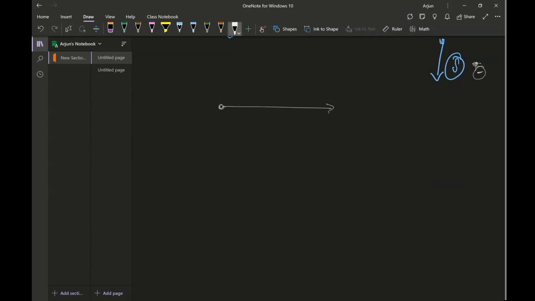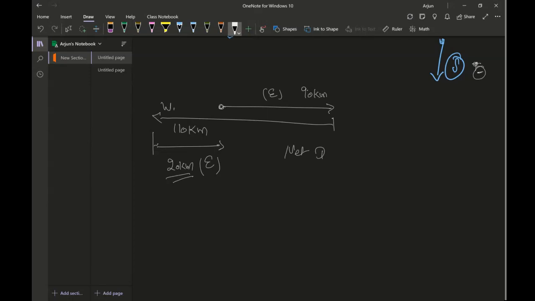A person covers a certain amount of displacement in the east direction. Let's say this is 90 kilometers. And then in the opposite direction, he covers 110 kilometers, in the west direction. Then he covers a certain displacement in the east direction that comes out to be, let's say, 20 kilometers. Find the net displacement. That's what we want to find out.